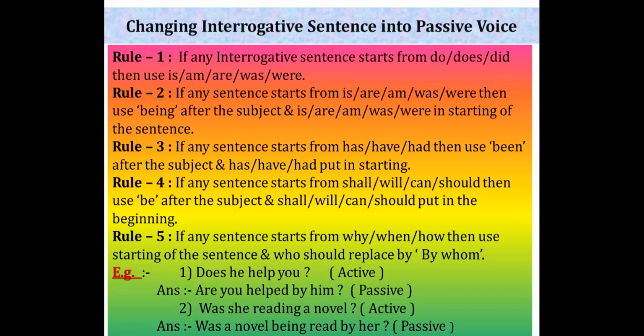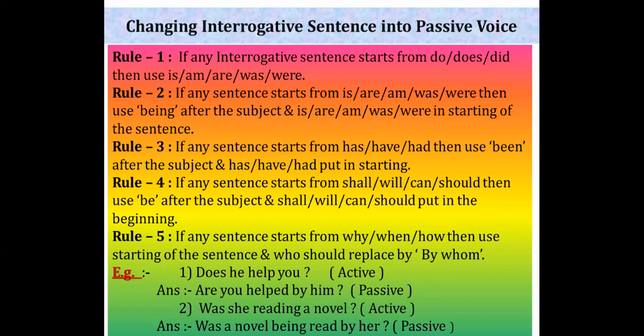Fourth rule is, if any sentence starts from shall, will, can, should, then use be after the subject, and shall, will, can, should put in the beginning.